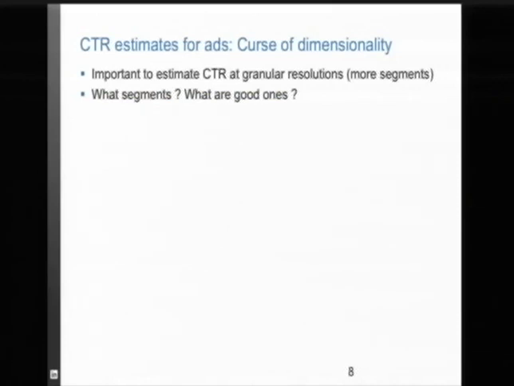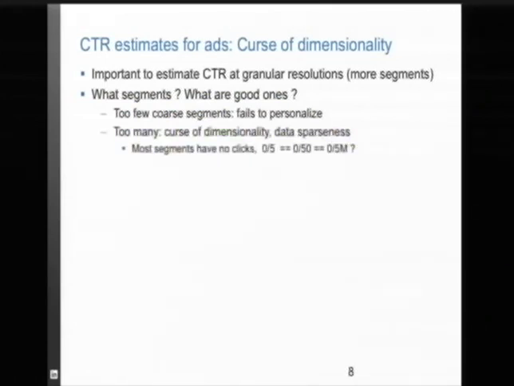And again, this is the usual machine learning problem. If you choose too few segments, then you fail to personalize, so you have more bias in your estimates. If you choose too many, then you end up in data sparsity and you have high variance. For instance, if you chop your data into very small pieces, then most of the segments will have 0 clicks. And it's a matter of distinguishing 0 over 5 from 0 over 50 from 0 over 5 million. That's really the crux of the problem.